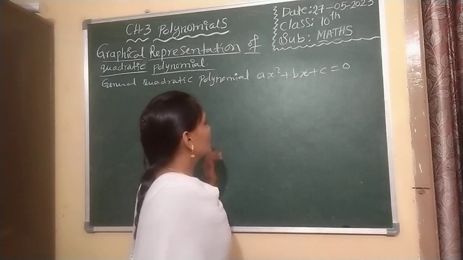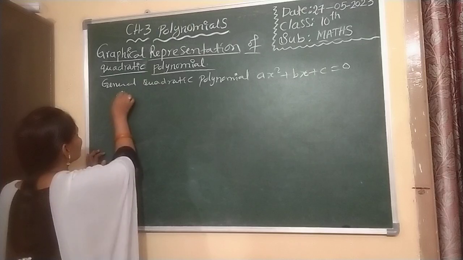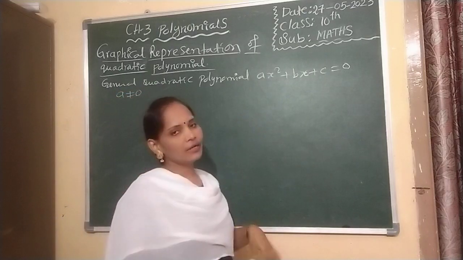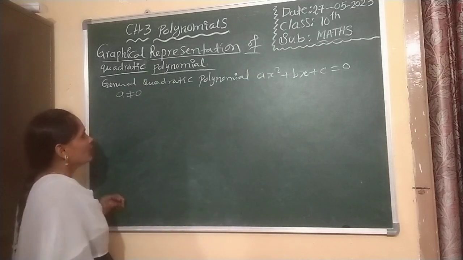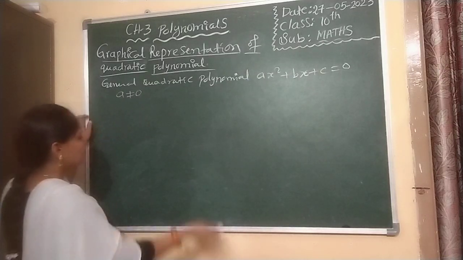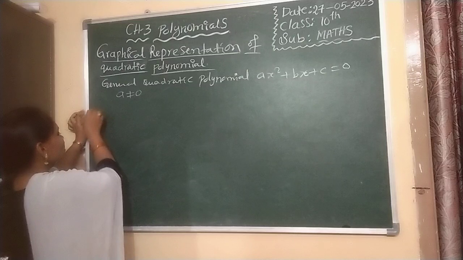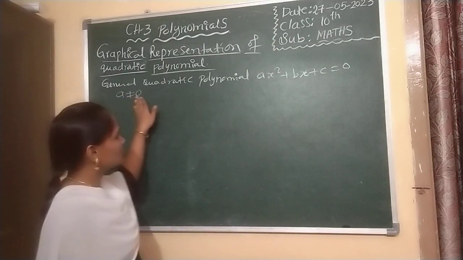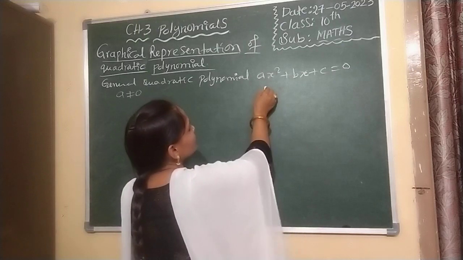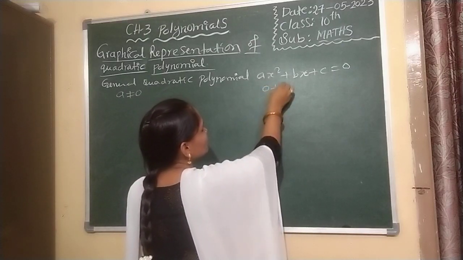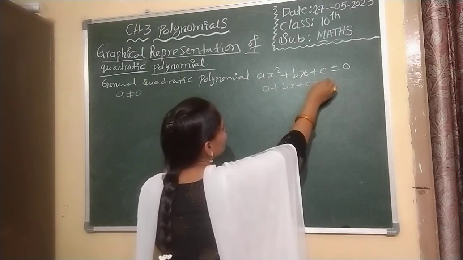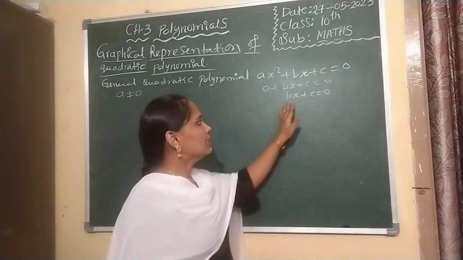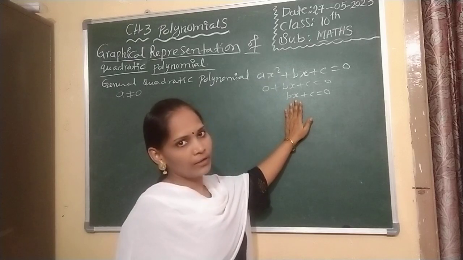Here a is not equal to 0. a, b, c are real numbers we can take. That condition I also explained in the previous video. What happens if a is equal to 0? If you substitute a is equal to 0, this will become 0, and you get bx plus c is equal to 0. You will get a linear polynomial instead of a quadratic polynomial, right?